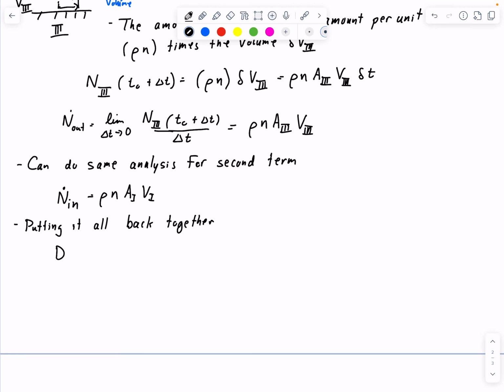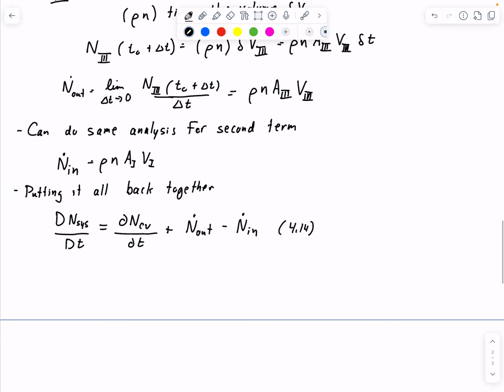So the rate of change of our extensive property of the system is equal to the derivative of the extensive property in the control volume plus the rate at which that property is exiting, minus the rate at which this property is entering. This is equation 4.14 in your textbook for reference, and this is a statement of Reynolds Transport Theorem.